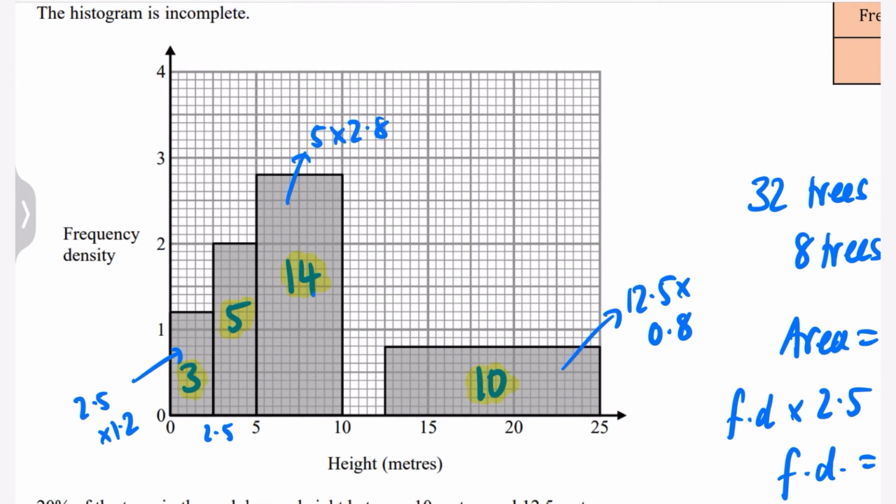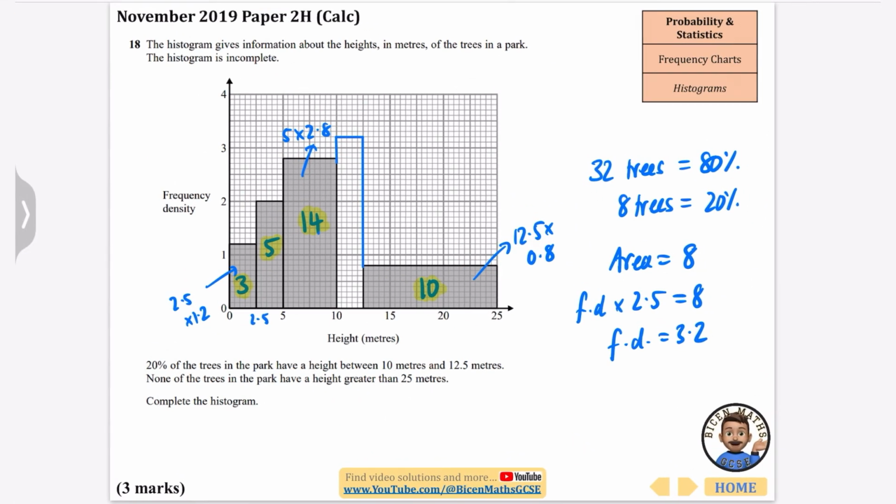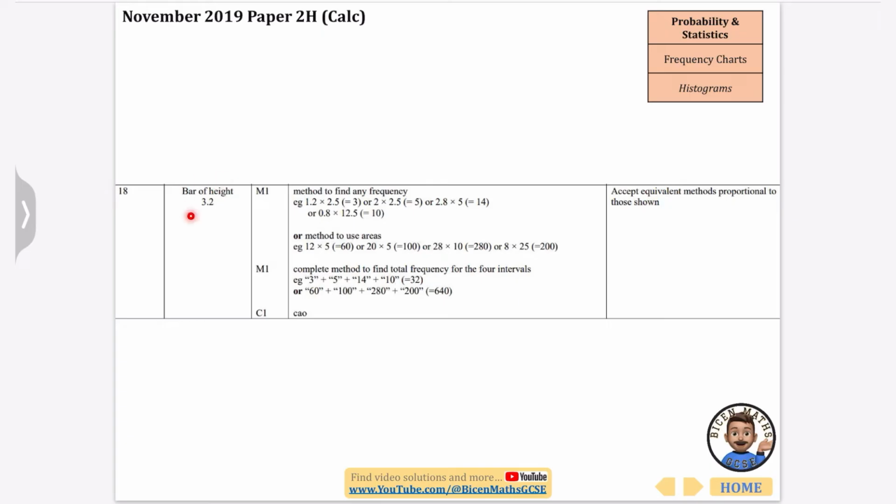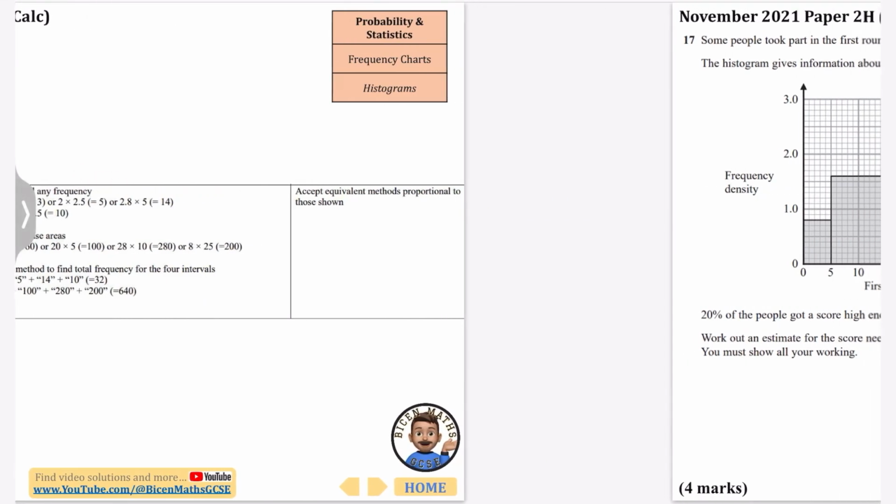So 3.2 looks like it's actually going to overlap with something I've already written, so I'll move that. And 3.2 is going to be here. And that should be our bar completed. Let's see if we've got it right. So it is a bar with a height of 3.2.